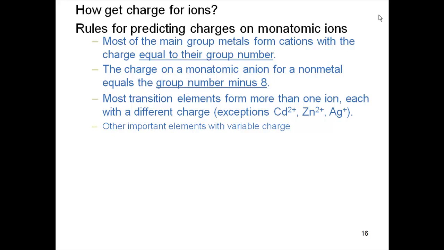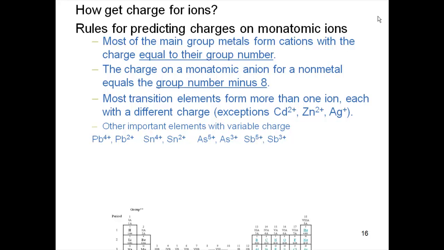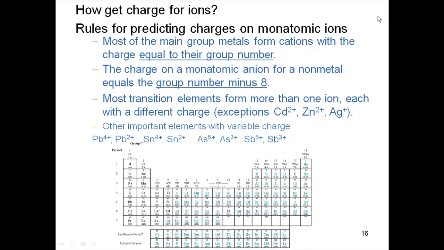First off, I have some other important elements with variable charges that we need to take into account too. Lead 4, lead 2, tin 4, tin 2, arsenic 5, arsenic 3, antimony 5, antimony 3. These are other variable oxidation states you need to be familiar with when you go to name compounds. As I said, I want to look at the periodic table. I can look at the periodic table and get some ideas about what the charge is on species.